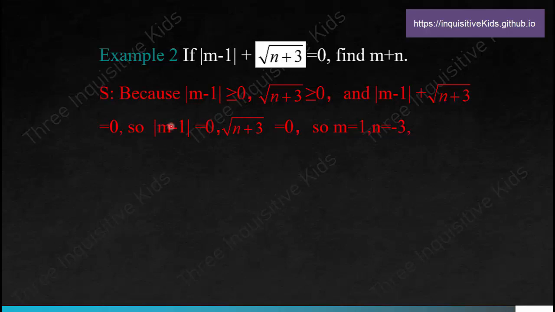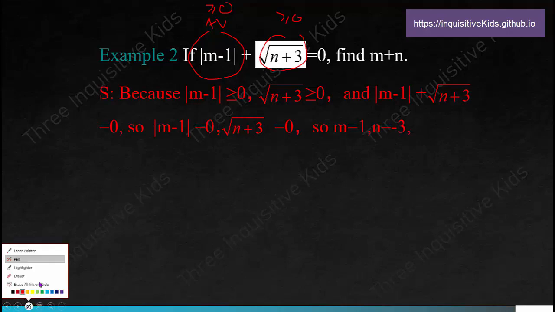So then m minus 1 itself has to equal 0, and n plus 3 has to equal 0 as well. Because this is an absolute value, and this is a square root, they both have to be greater or equal to 0. But if added together they equal 0, then they have to equal 0 themselves. So that's the logic here.